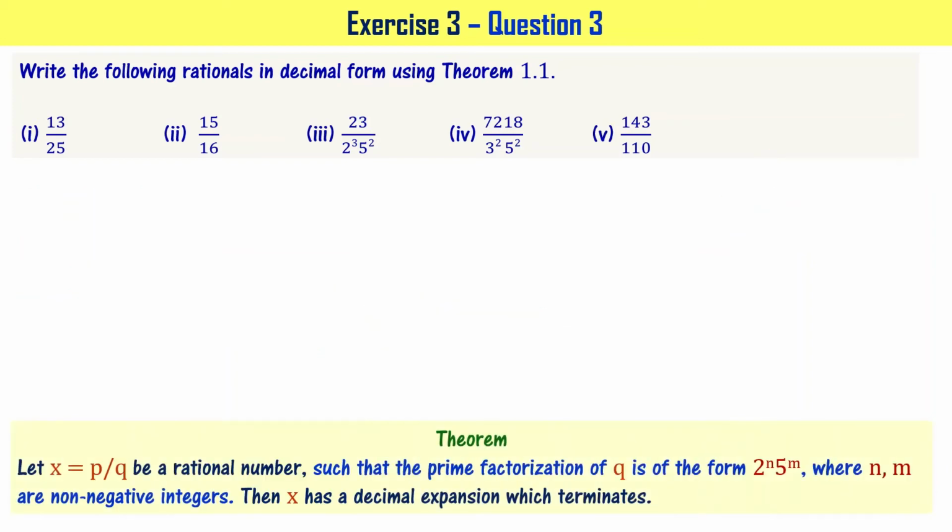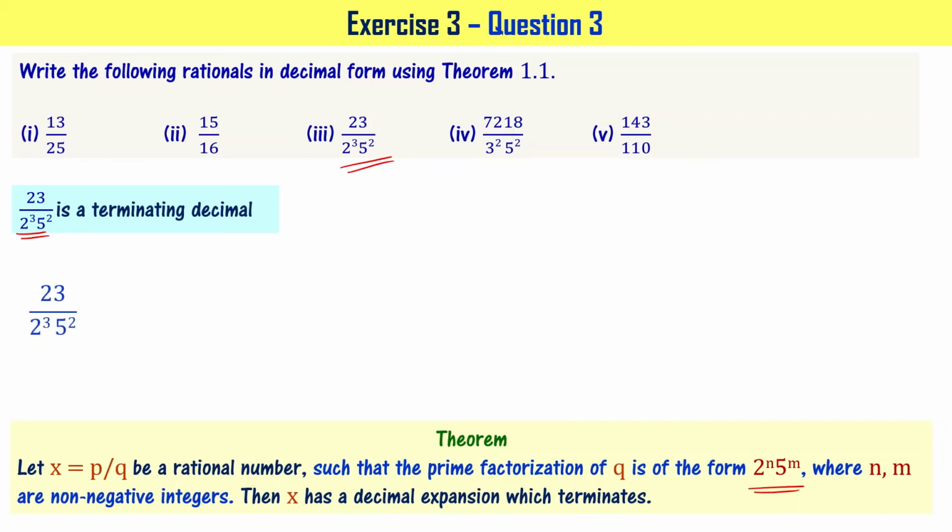That is 23 divided by 2 cube times 5 square, right? This is already in the form expected, right? 2 power n 5 power m. That's why we can say that 23 divided by 2 power 3 times 5 power 2 is a terminating decimal, right? Now let's write the decimal expansion for this.